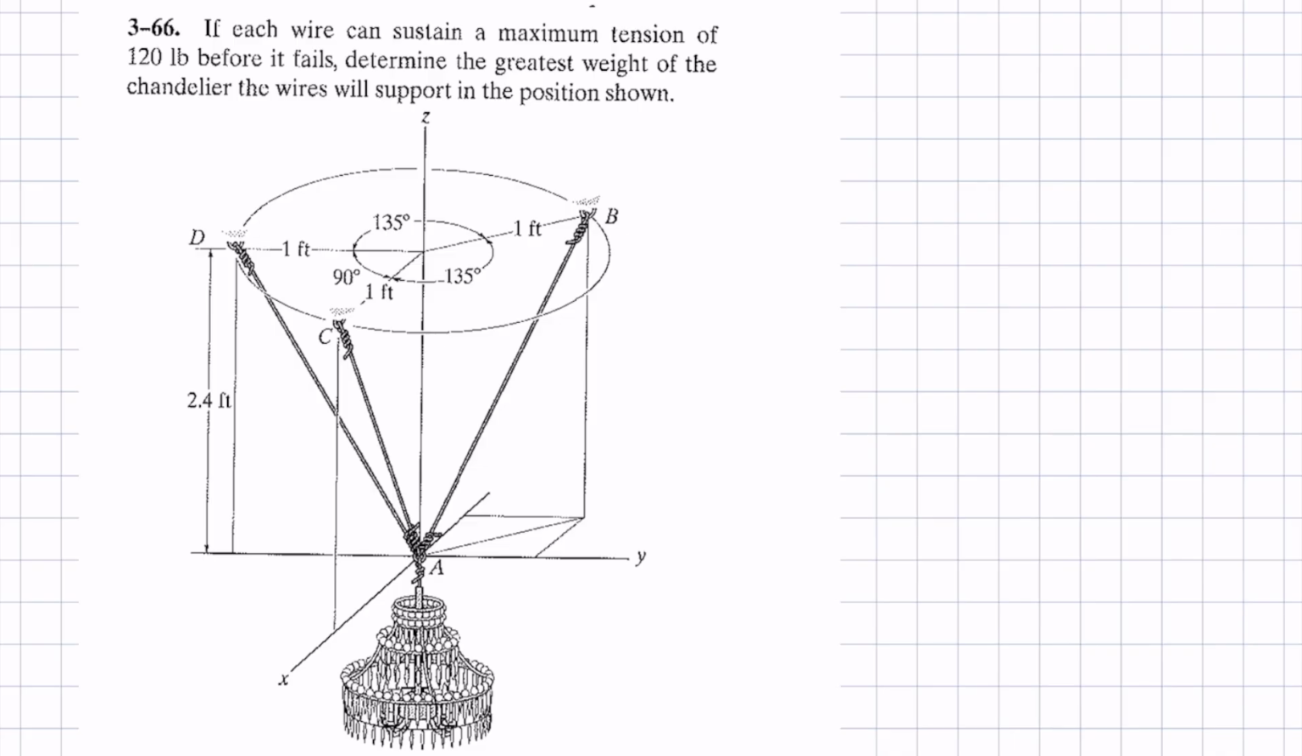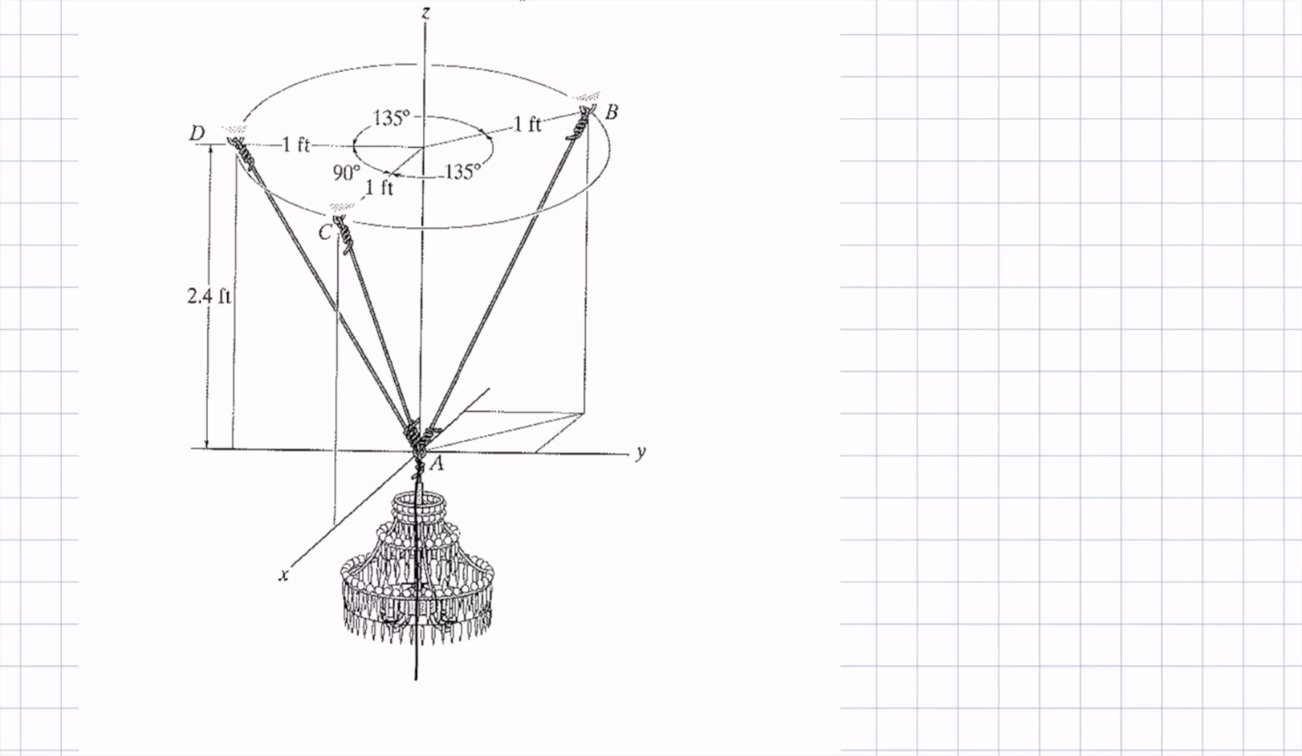Okay, now before I even begin, I just want to do a quick little free body diagram here. I'll draw it on it as well. The weight of the chandelier, I'm just going to call W. We don't know what that is yet, but that's what we're going to try and determine. Now, there's 3 other forces here, and those are the tensions in the wire. I am going to call this FAB. This would be FAC and FAD.